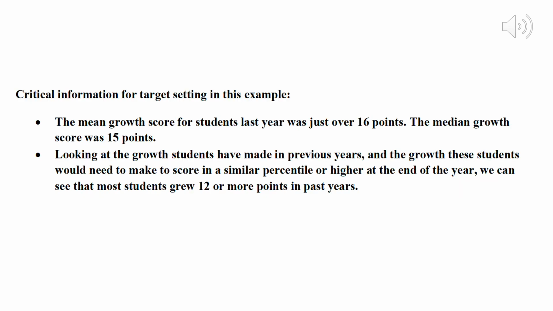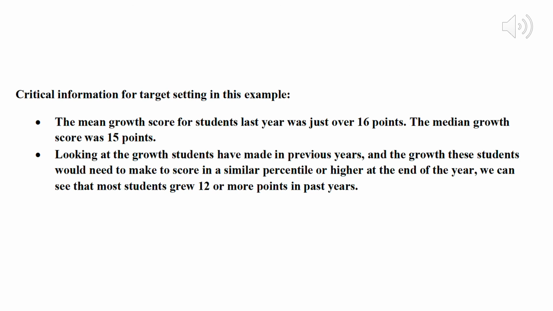Based on that historical data, of the different groups of second graders, we can determine that the mean growth for students last year was just over 16 points, and the median score for the growth was about 15 points. If we look 2 years ago or multiple years ago, we can determine that most students grew about 12 points or better. This is going to be so important for us because this is how we're going to determine our growth targets.